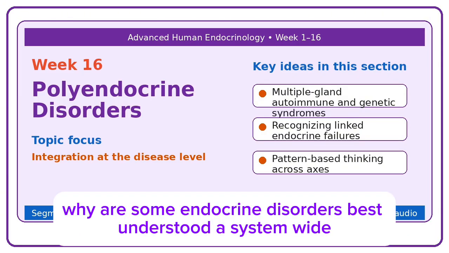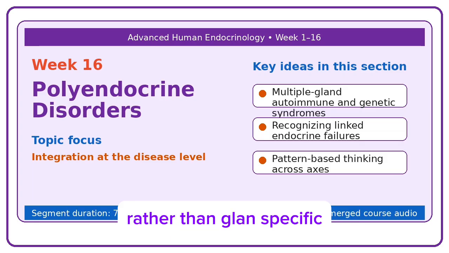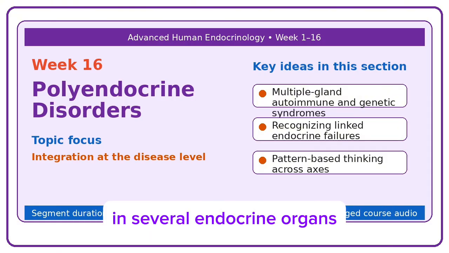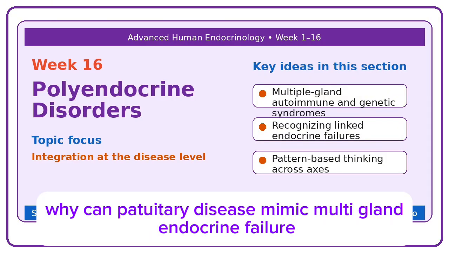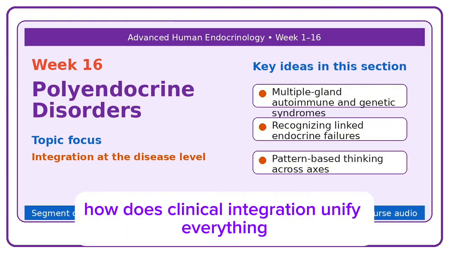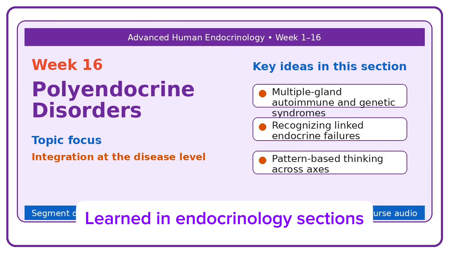Why are some endocrine disorders best understood as system-wide rather than gland-specific? How can autoimmune disease produce abnormalities in several endocrine organs? Why can pituitary disease mimic multi-gland endocrine failure? Why is treatment order important in complex endocrine disease? How does clinical integration unify everything learned in endocrinology?